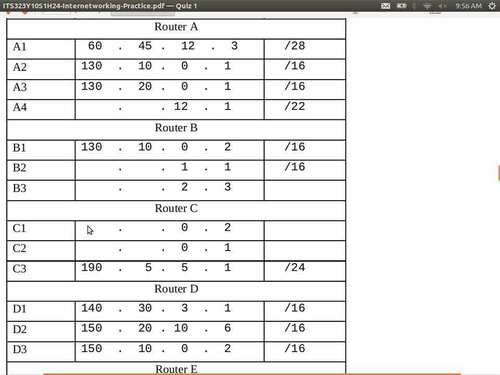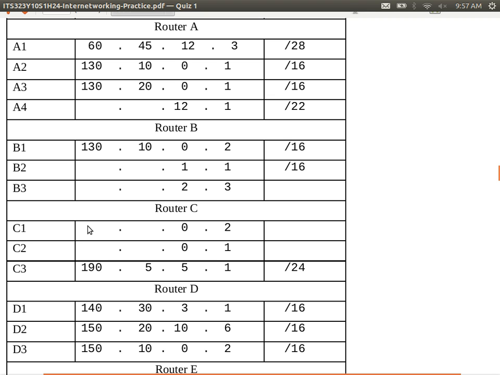What do you get? What's the address for H4? 190.5.5.2. Okay. C3 is 190.5.5.1, and with H4 you must have 190.5.5.something, and in the table it gives you a .2. And here's where you see some shortcuts that you can apply in the IP addresses.